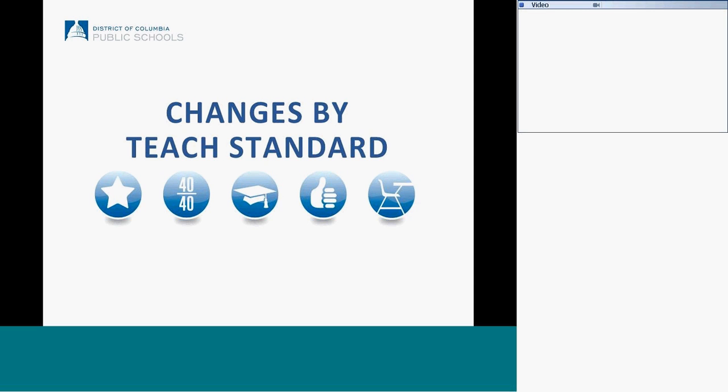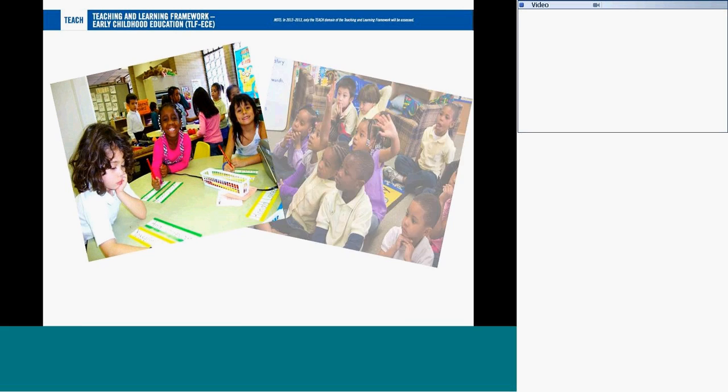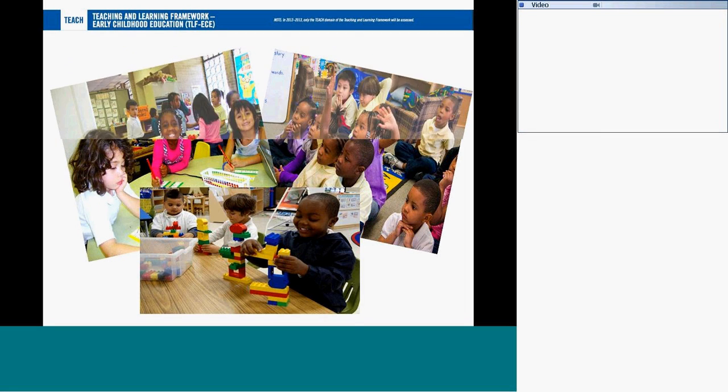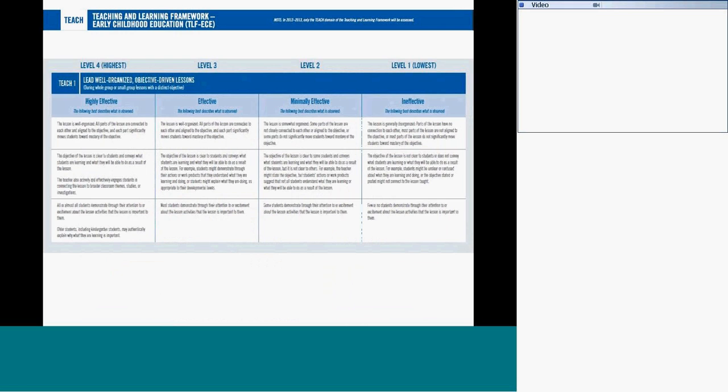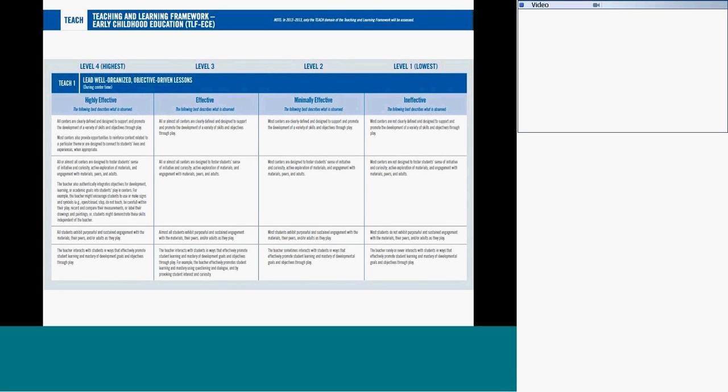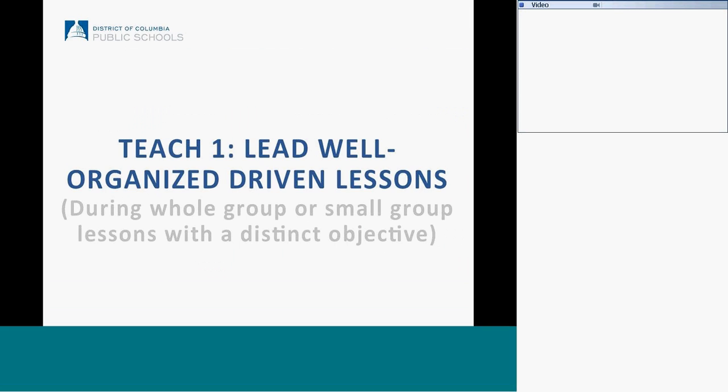As you know, in early childhood classrooms, learning experiences can take place in a variety of contexts, which can generally be defined as lessons with distinct objectives, group meetings, and play in centers. Because the goals and expectations for each type of learning experience are different, multiple standards provide the expectations for each setting. As with the previous ECE rubric, Teach 1 continues to include a separate rubric for each context. We will look at the changes to each Teach 1 rubric one at a time.